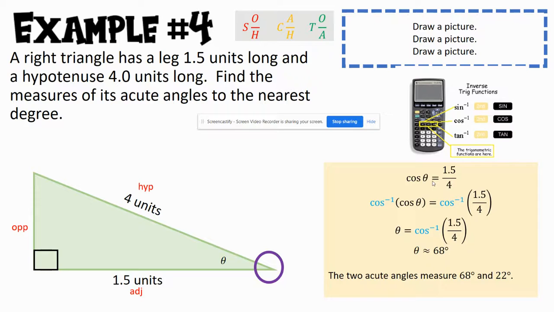So I'm going to go to my calculator. I'm going to enter in inverse cosine of 1.5 divided by 4. And I get about 68 degrees. This angle is about 68 degrees. I know that all 3 angles in a triangle have to add up to what? Right? It's 180. So that means that this other angle would have to be 22 degrees.